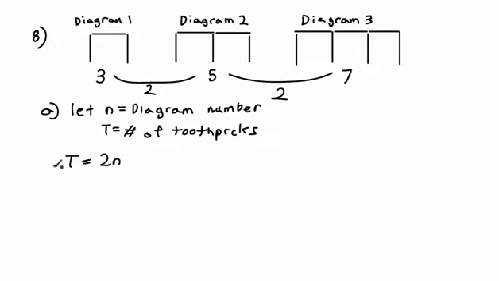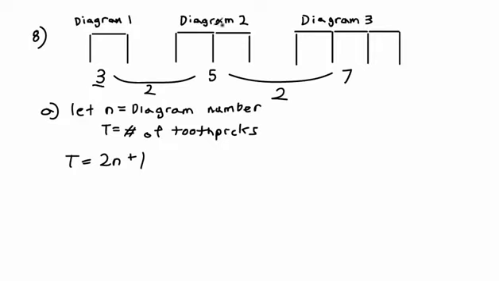Now let's see if this equation works. In diagram 1, when we have n equals 1, because it's diagram 1, we plug in 1 here and we get 2. Do we have 2 toothpicks in diagram 1? No, we don't. We have 3. So how do you make 2 into 3? What if we add plus 1 to our equation? Now what happens? For diagram 1, when we plug in n equals 1, we get indeed 3.